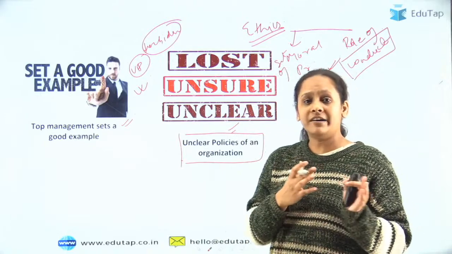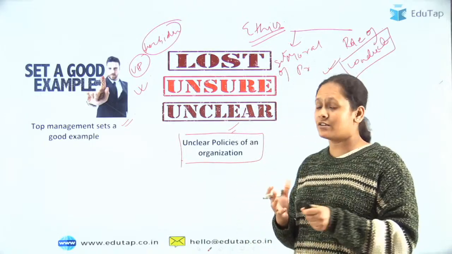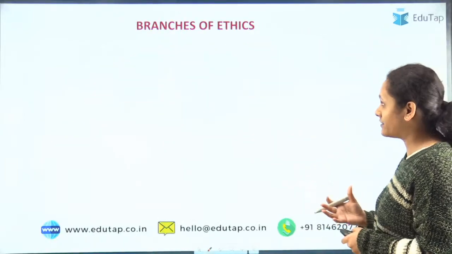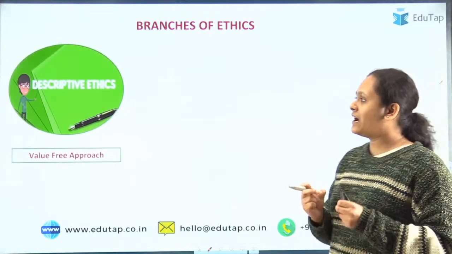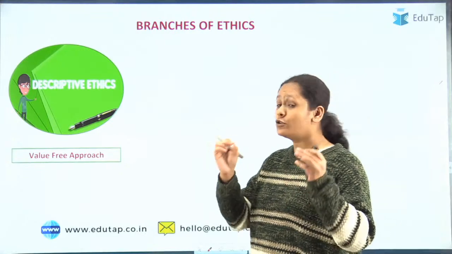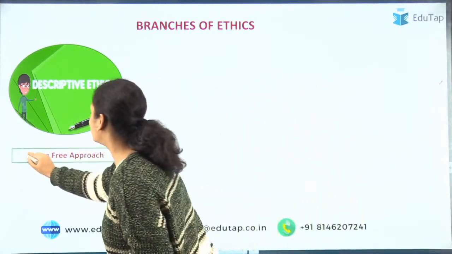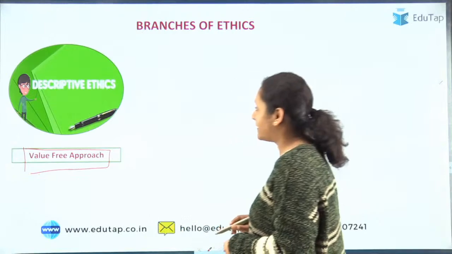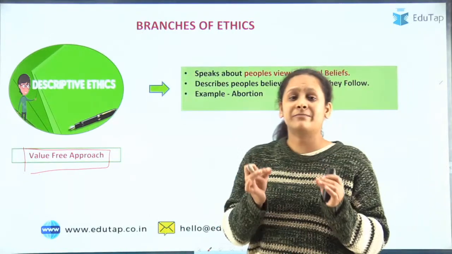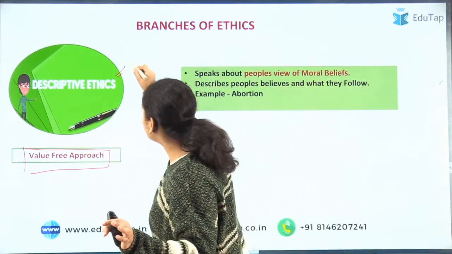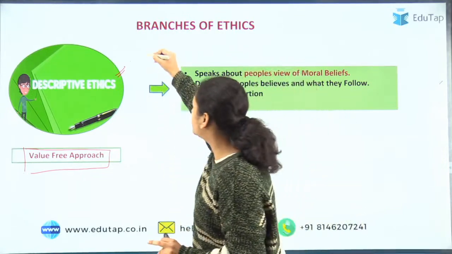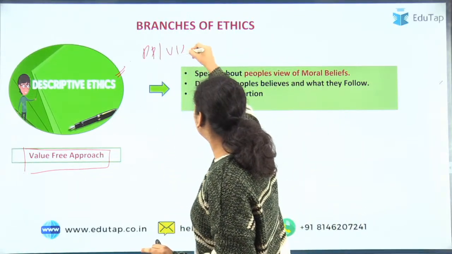So now that we have understood what ethics is in general, let us move ahead and understand the branches of ethics. See, the first branch of ethics is descriptive ethics. Now when I say descriptive, you have to keep in mind it is also known as the value-free approach of ethics. And what does this type of ethics tell you? Simply, when I say descriptive, it speaks about people's viewpoint. Keep this key term in mind, people's viewpoint.